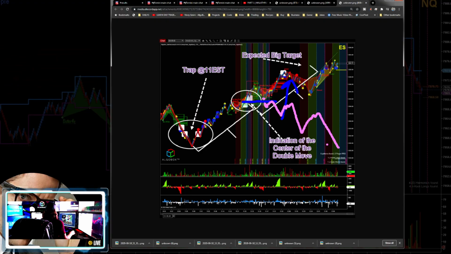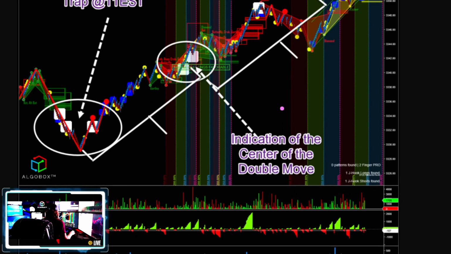Now, up above me about this time, you notice that look how many PRZs show up.